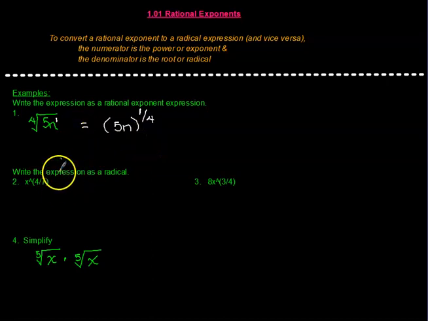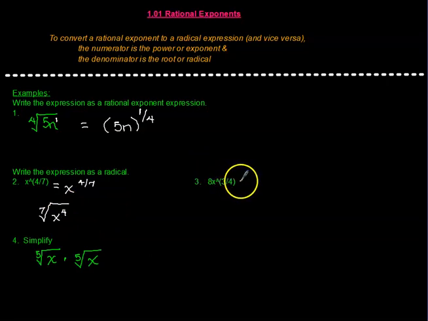For the second problem, if I were to go the other way around and give you x to the 4/7 power, remember that the denominator is going to be the root or radical, so we'll put it in a 7th root, and x to the 4th power, the numerator will stay the exponent, and that's the answer right there.